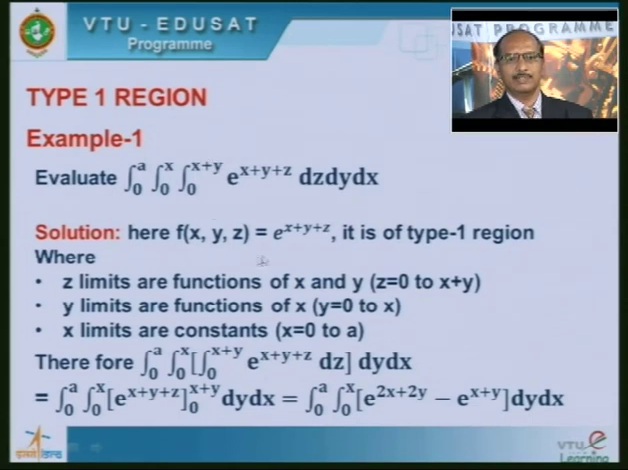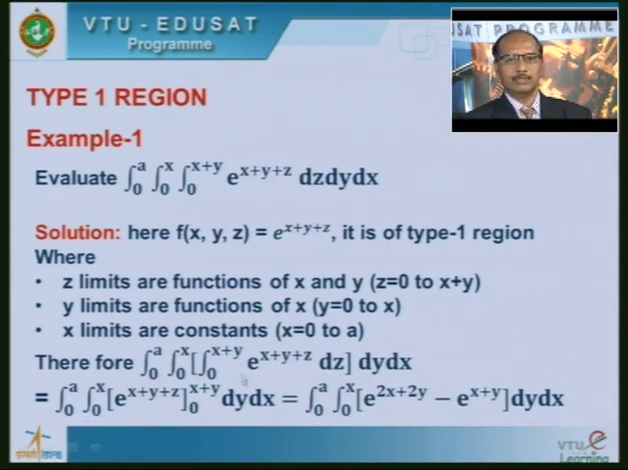Here the function is given, e raised to x plus y plus z, which is a function of x, y, z. It is a type 1 region, so we write it where the z limits are functions of x and y, they are 0 to x plus y. The second limits are the y limits, which are functions of x, y equal to 0 to x, and the x limits are constants 0 to a. So, the given integral, therefore, we can write.